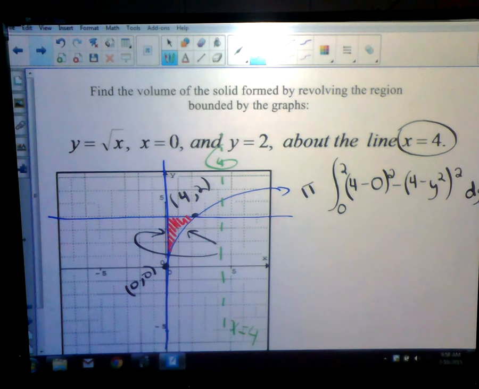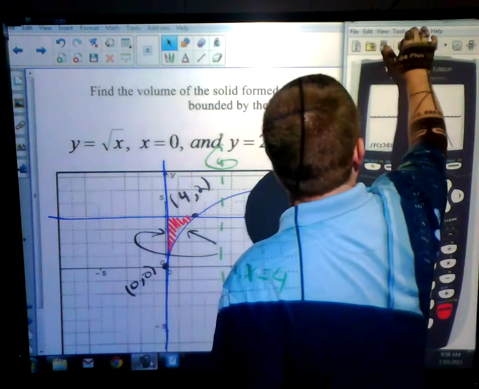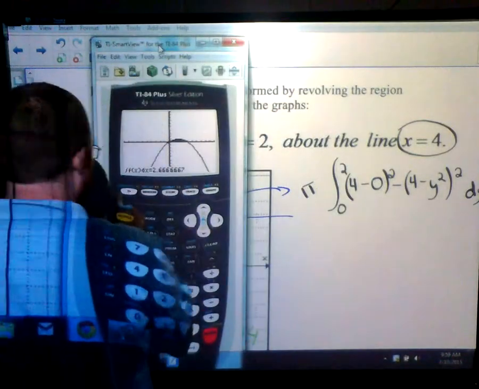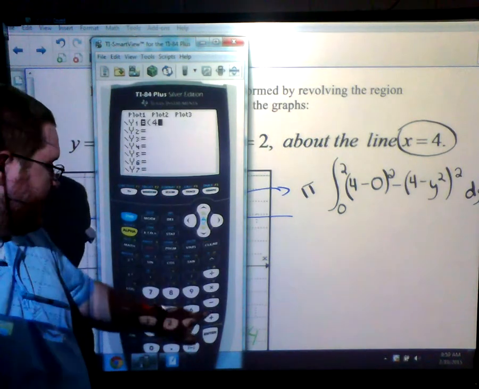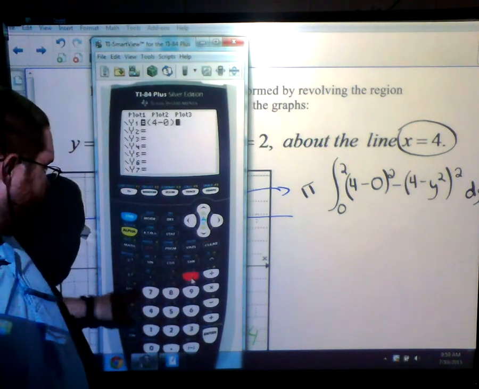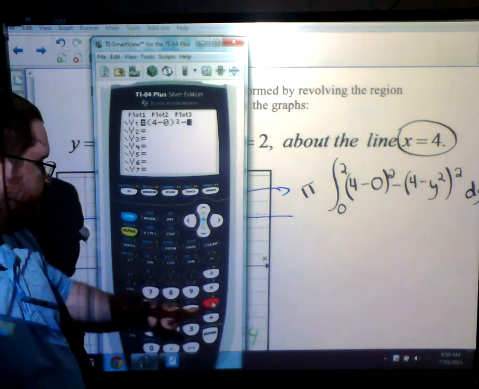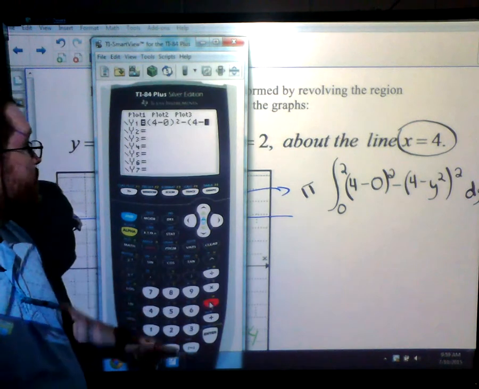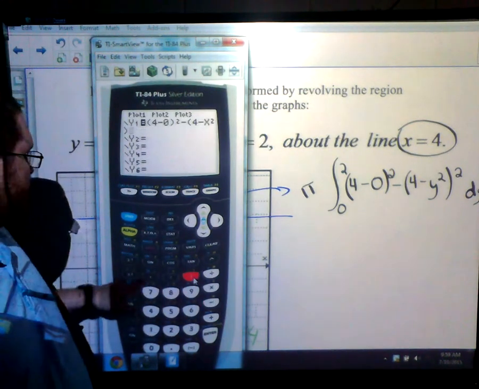dy. I'm going to cheat this time and use the calculator. Half the test is calculator, so knowing how to use it's important. I'm going to plug in the integral just like I see it. I'm not going to overthink it. 4 minus 0 squared. I know that's 16, but I'm going to go ahead and plug it in like I see it. Minus 4 minus, I don't have a y button, so I have to use x squared, squared.